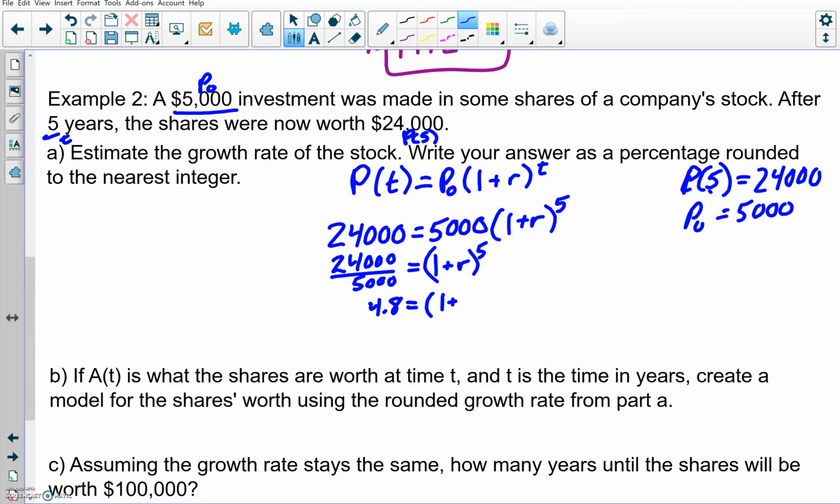And then it's like, well, how the heck do you get this thing without that fifth power? Well, you have to undo the fifth power with the fifth root, just like you would undo a square with the square root. So we're going to take this equation and take the fifth root of both sides. And when I do that, the fifth root and the fifth power cancel out. And in Desmos, how do you do a fifth root? So let me show you.